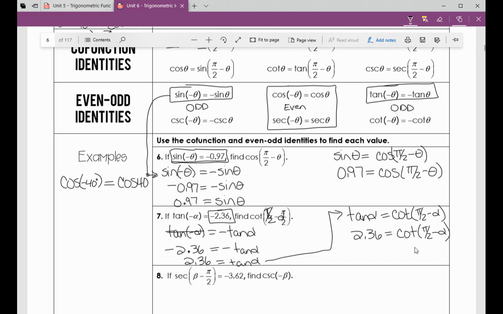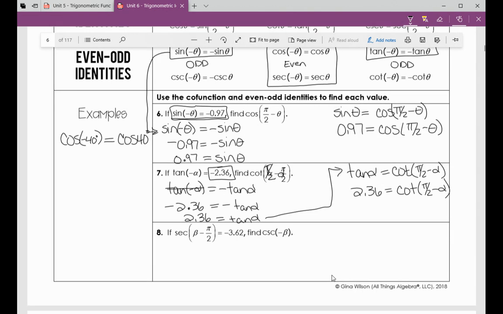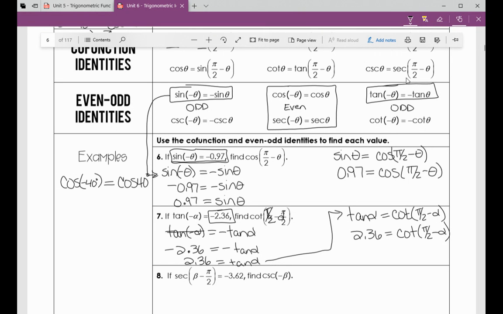Everybody okay with that? Now, in the third and final example on this page, they're starting you with the cofunction and they want the odd function. So with respect to secant and cosecant, this is the function that I want. Cosecant beta is going to equal secant of pi over 2 minus beta. That's the cofunction.